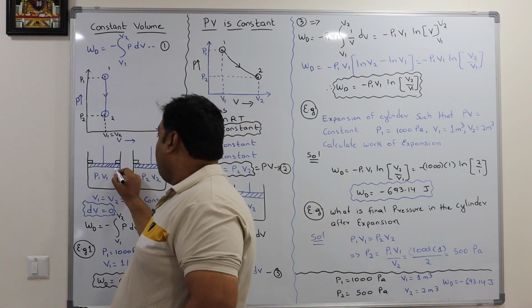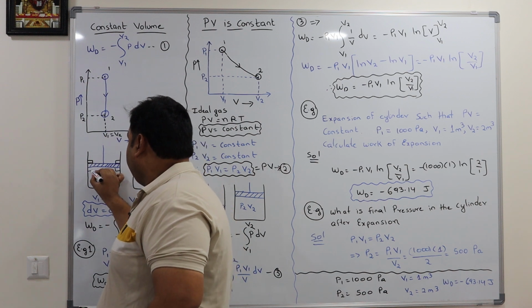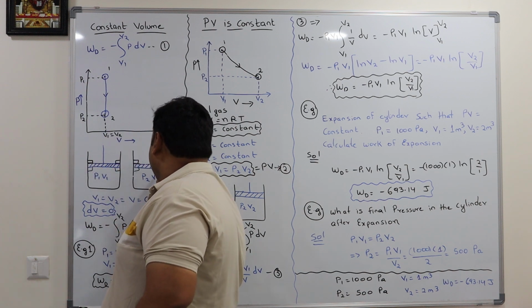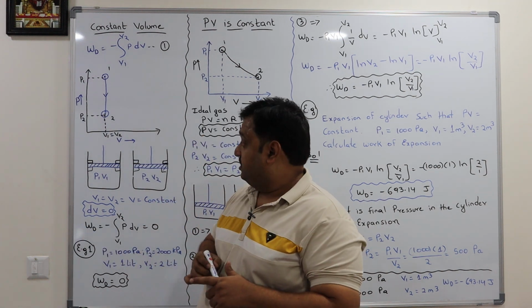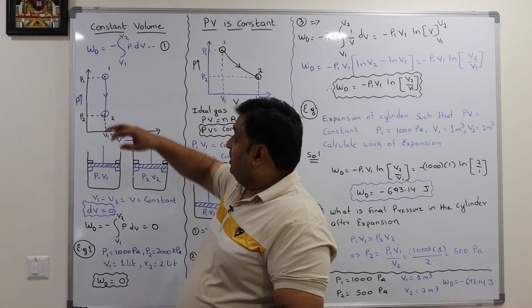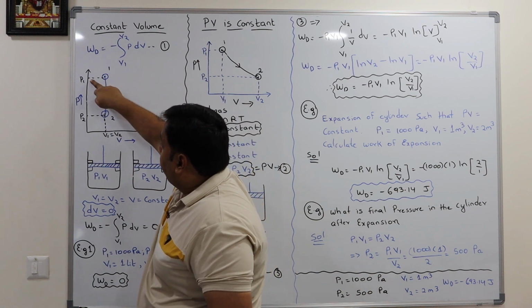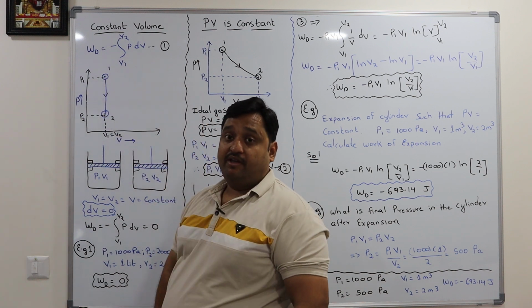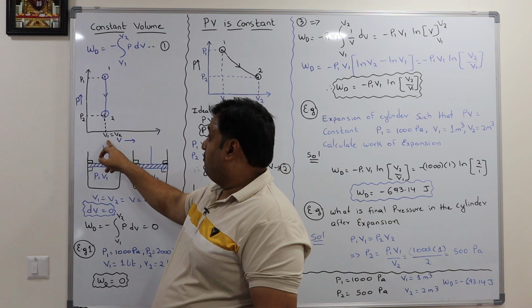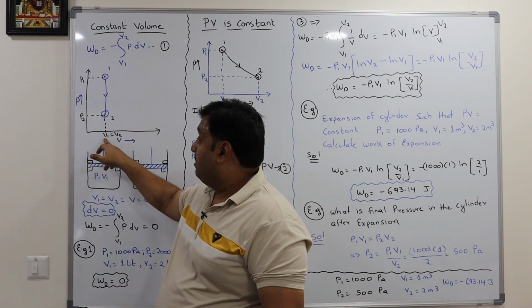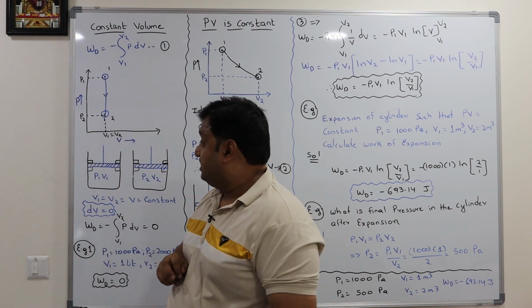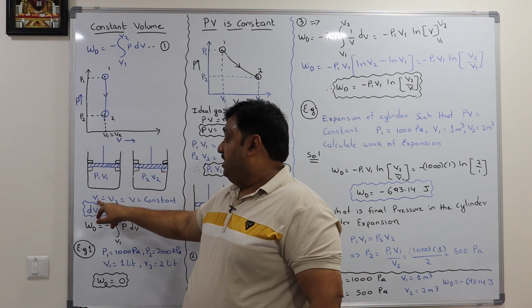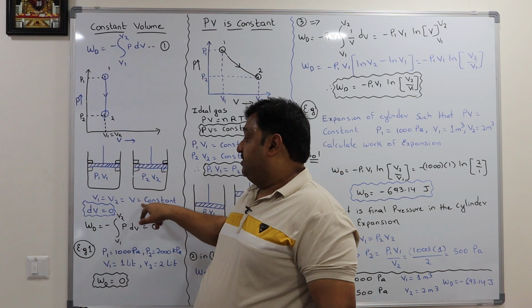These are the stoppers, and I have stopped it from both sides. It will not expand and it will not contract. You can see the pressure is changing from P1 to P2, from state 1 to state 2, whereas the volume is not changing. That means the initial volume is equal to the final volume. In such cases, V1 equal to V2 equal to V, which is constant.